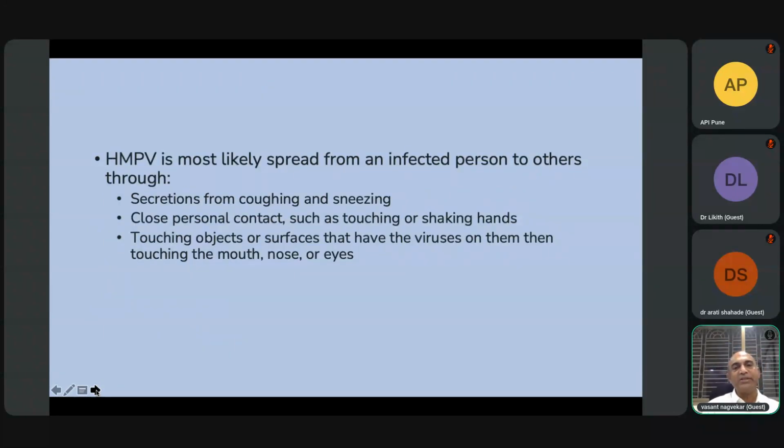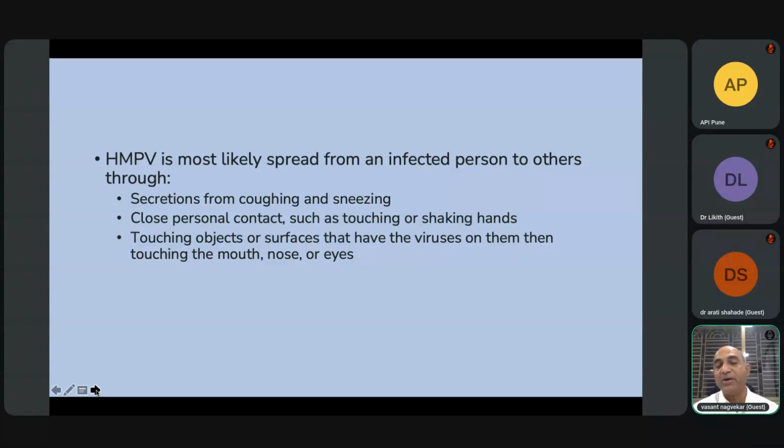How does HMPV spread from an infected person to others? It is the same, a droplet infection, just like respiratory syncytial virus or influenza A. It is transmitted through secretions by coughing or sneezing, and a distance of 3.5 feet, that is 1 meter, is what we require to maintain. And the person who is suffering should use protection, that is a mask, so that it doesn't spread to others. Close personal contact such as touching or shaking hands and not using hand rub also spreads it.